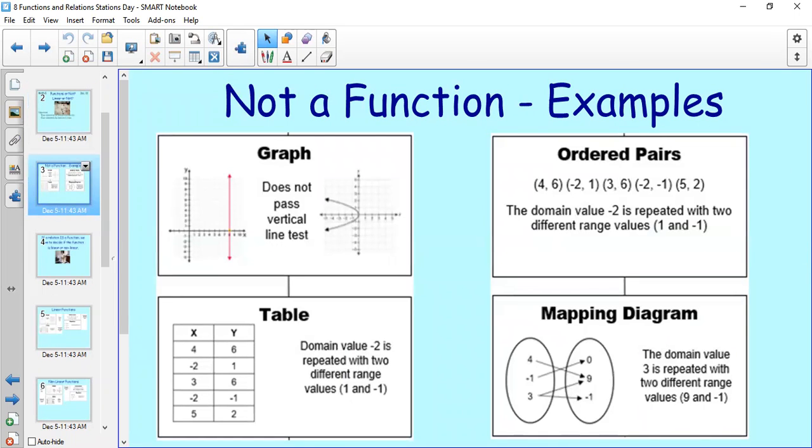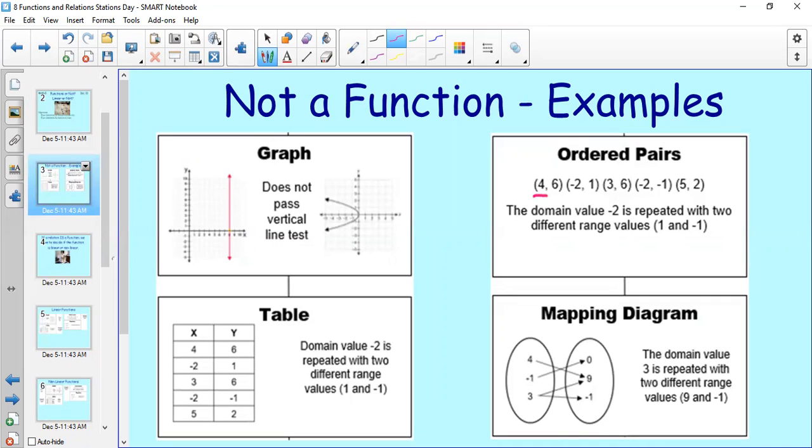If you remember, this is when we looked at our domains or the x's and we saw if any of them repeated or went on a date with two different people. So if we look at the ordered pairs, and this is the 4 different ways we could see it. So we could see as a graph, a table, ordered pairs, or mapping diagram. Okay, so let's look at the ordered pairs first.